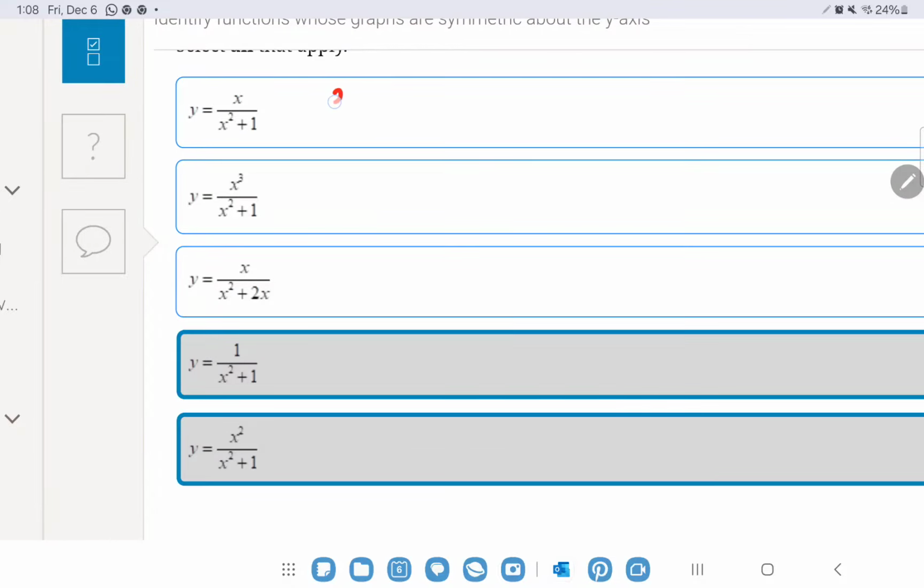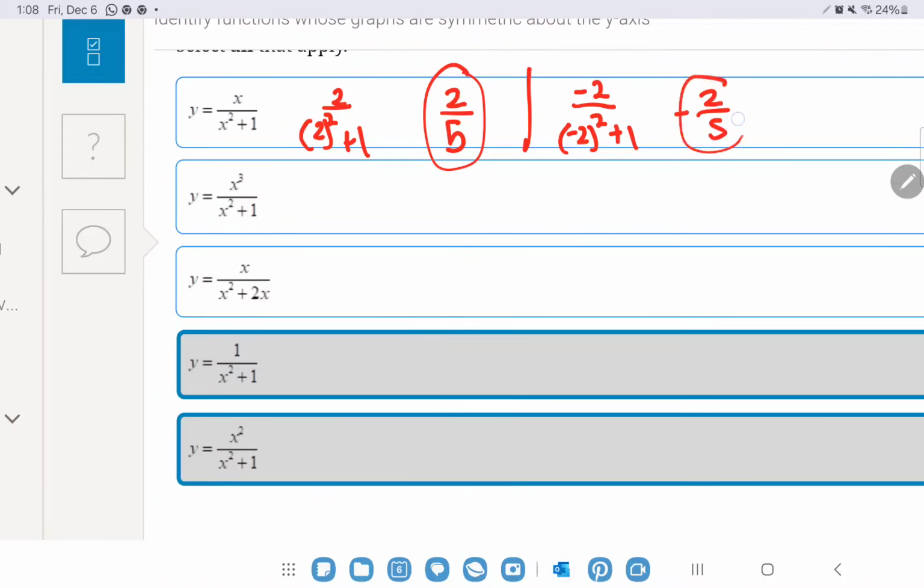Let's try. So 2 over 2 squared plus 1. You get 2 over 5, right? Let's see, when you put negative 2 over negative 2 squared plus 1, you get negative 2 over 5. See, you did not get the same answer. You got the same answer but opposite signs, so it is wrong. This is an odd function. For an even function, both of them should be 2 over 5.